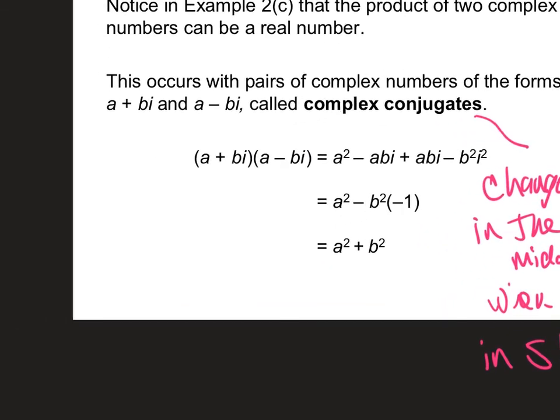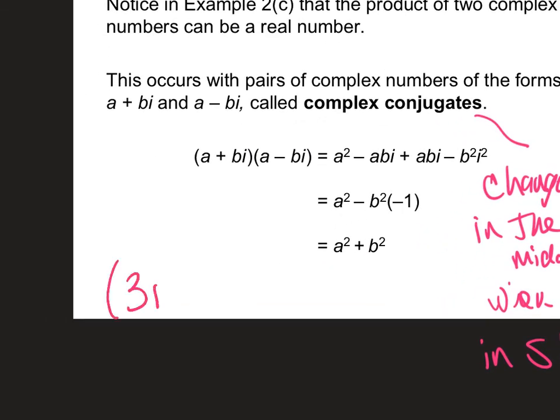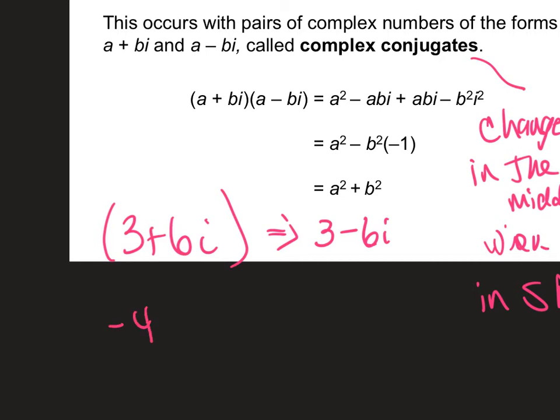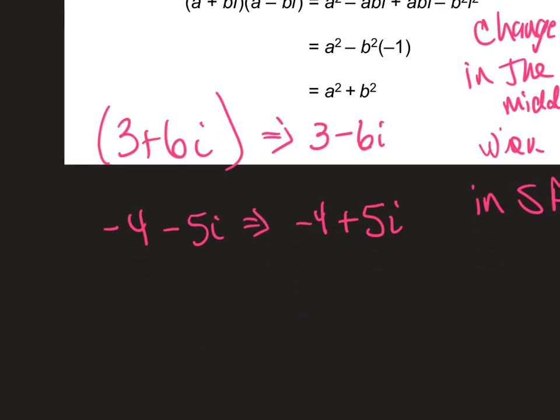Meaning, if I had 3 plus 6i, and I said to you, what is the complex conjugate? You guys would tell me it's what? 3 minus 6i. You change just the sign in the middle. If you had -4 minus 5i, the complex conjugate would be -4 plus 5i. You only change the sign in the middle.